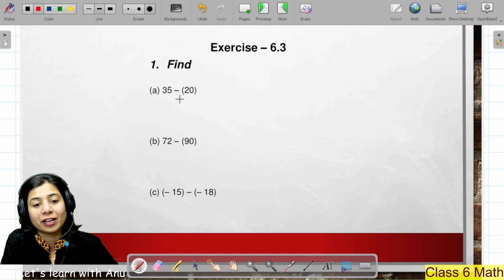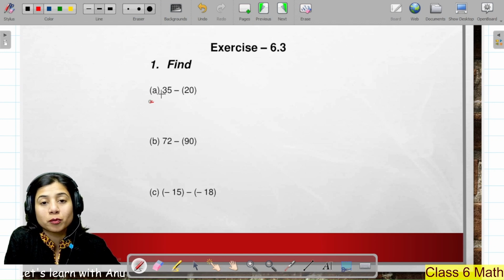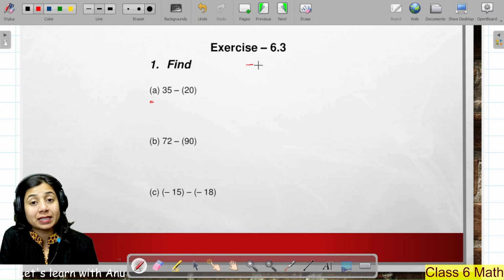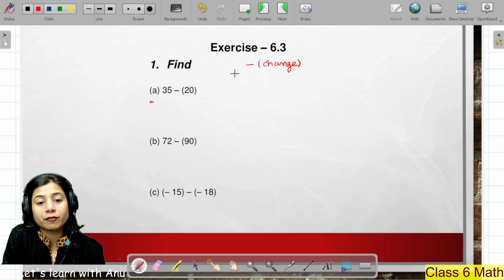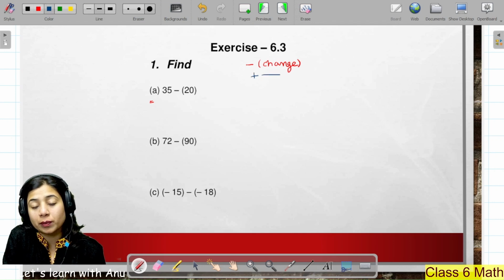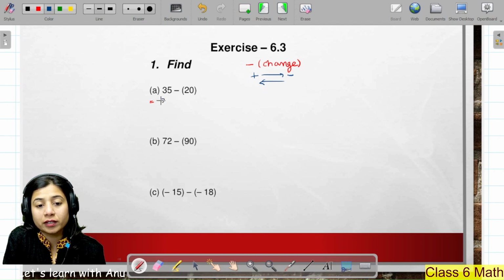A part is 35 minus 20. Firstly, we will remove the brackets. So the rule that we're going to use is that if we have minus sign outside the bracket, then the inner sign will change. If we have plus sign, it will become minus. If we have minus, it will change into plus. So here, because 20 is positive, the sign is changing to negative. That is, it is minus 20 now.